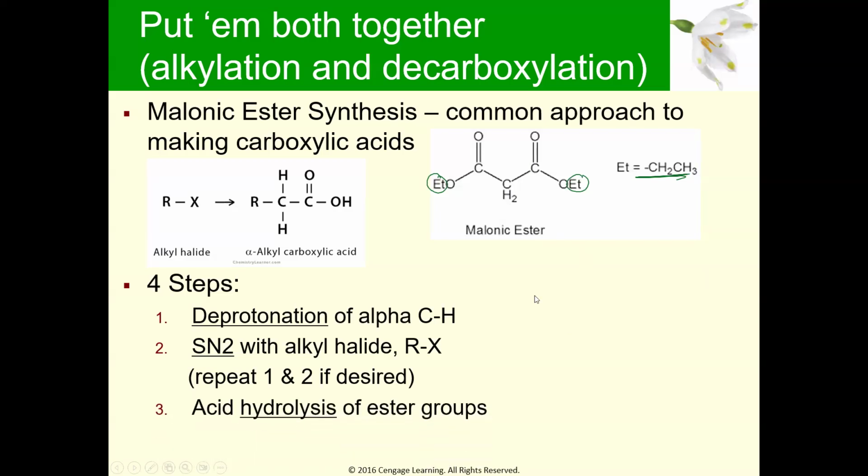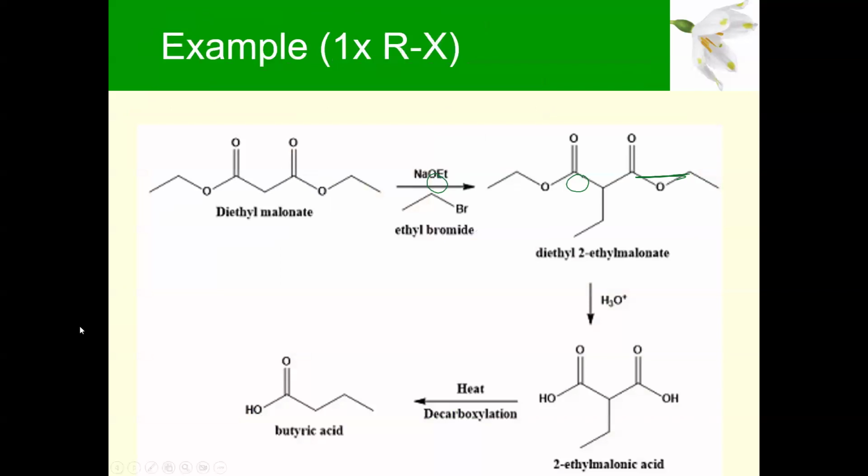And then we learned, when we talked about esters at the end of Unit 2, that you can convert an ester into a carboxylic acid, and that's what we mean by hydrolysis, the acid hydrolysis. So I can convert both of these ester functional groups on the malonic ester into carboxylic acid, so that's step 3. And then all you need to do at that point is just heat it up. And one of those carboxylic acid groups will leave in the form of CO2. You can decarboxylate.